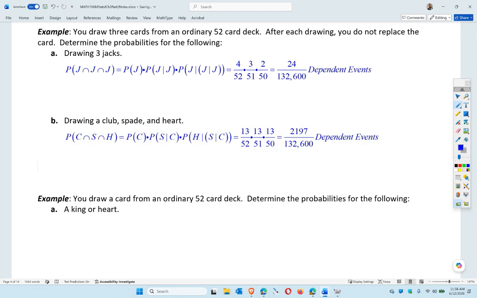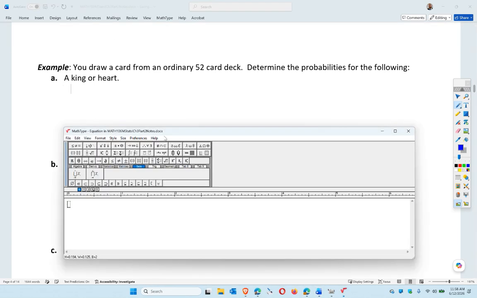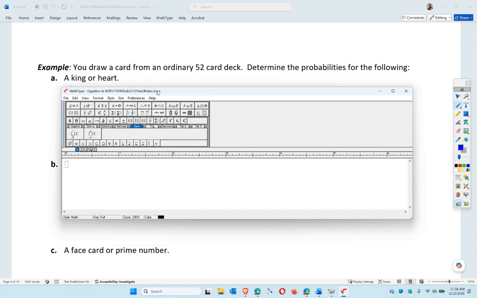Okay, let's try an OR scenario. So let's say we have a king or a heart, right? So we're going to draw a single card, right? So that's mutual exclusivity. Can you be the same thing at the same time? So this is not multiple events. This is one event.